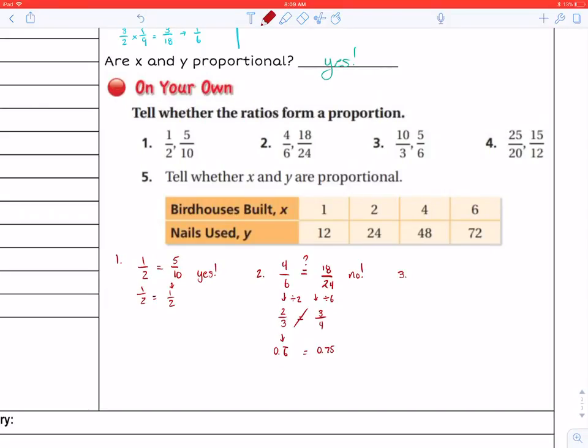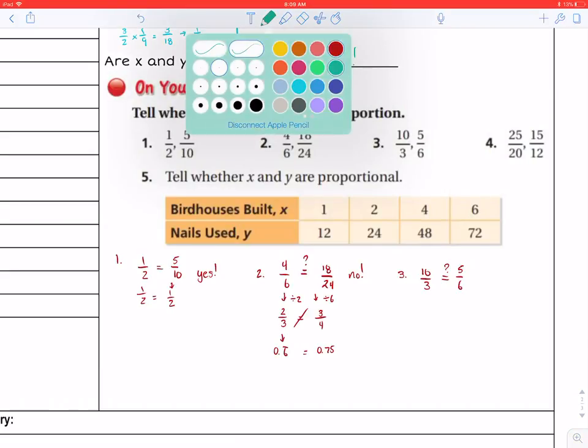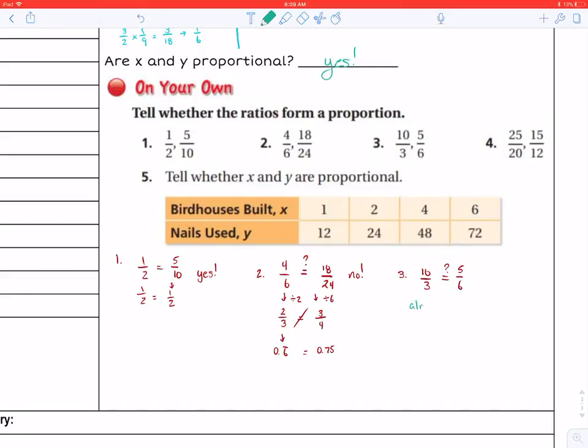Okay, number 3, we've got 10/3, and is that equal to 5 over 6? Well, both of these fractions, hopefully you notice that both are already in simplest form. I'm going to make a note of that. Already in simplest form. And because they're already in simplest form and they're not equal to one another, we would just simply say no, they are not proportional.